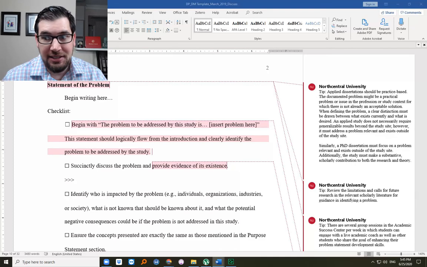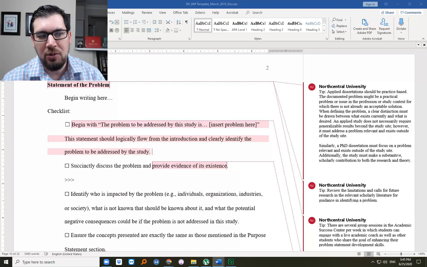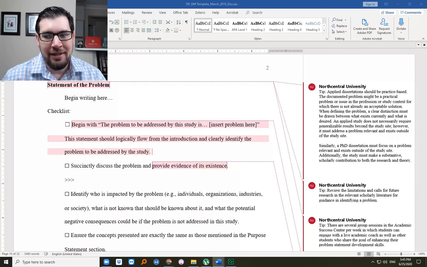Depending on the traditions of your university and where you're going, it may say something like the problem is, or the problem to be addressed is. I generally suggest, at least at North Central University, the problem to be addressed by the proposed study is, and then insert that. So it will be one clear and concise sentence identifying something that is wrong or missing.